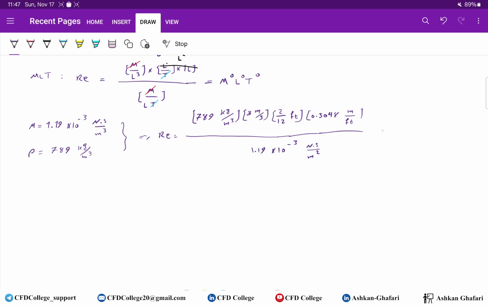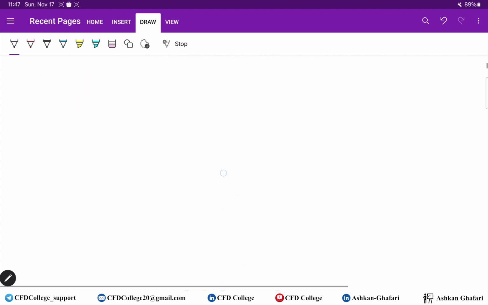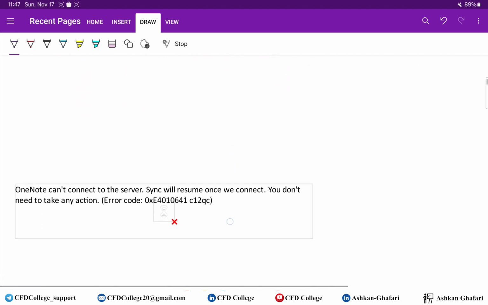Okay, now you can find the Reynolds number, which is equal to 1.01 times 10 to the power 5. Here we should have square meters. Let's go to the next problem.